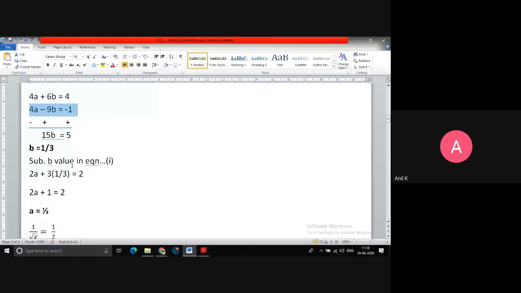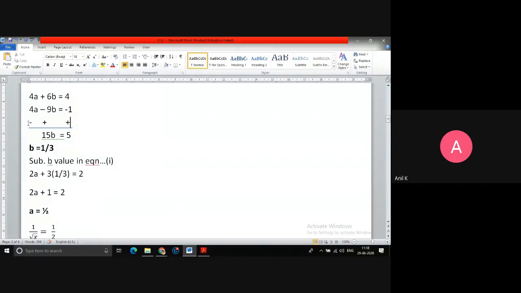I didn't change anything. So here 4A is positive, and here also 4A is positive. So I have to interchange the signs here, which I have done. Plus 4A will become minus 4A, minus 9B will become plus 9B, and minus 1 will become plus 1.